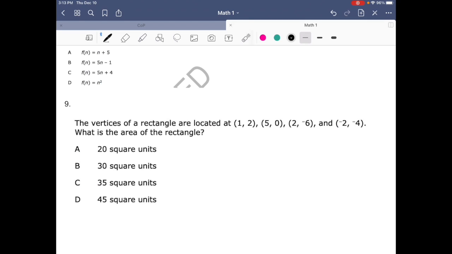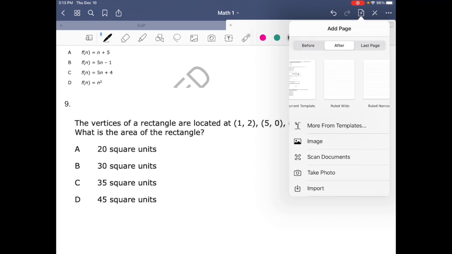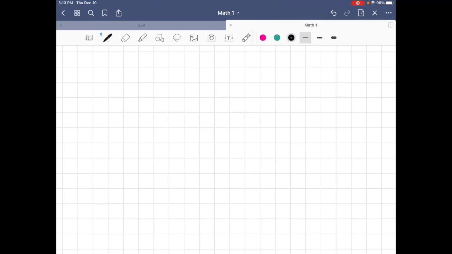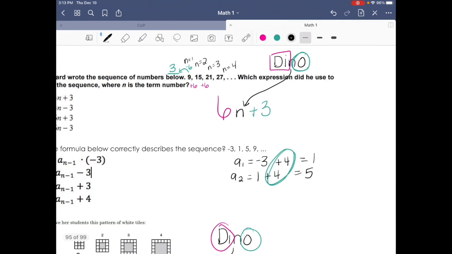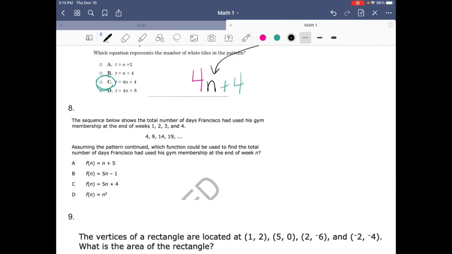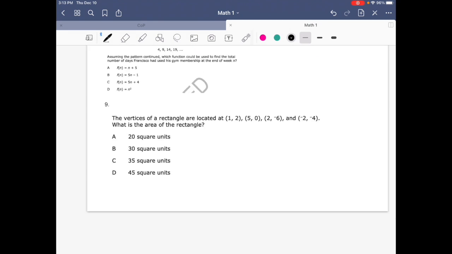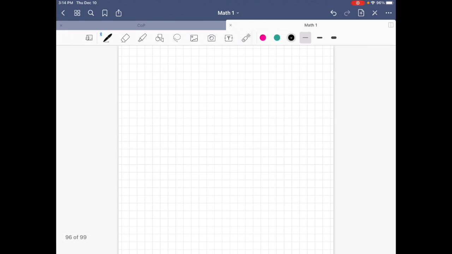Number 9. It says the vertices of a rectangle are located at these points. What is the area of that rectangle? So I'm actually going to insert some graph paper because you will have graph paper to use on your exam. So if you're actually using the written graph paper, you're going to want to draw your coordinate plane. All right, so the first point that we had was at 1, 2.